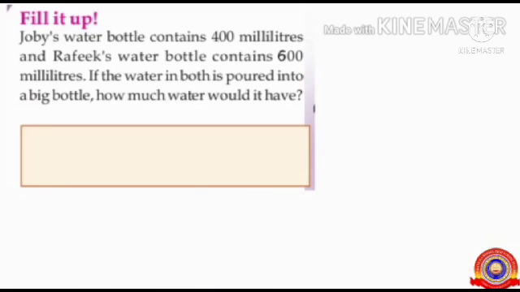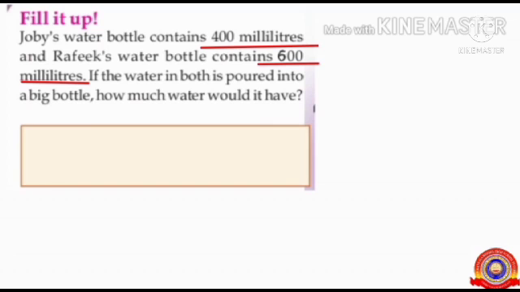Children, see this activity. Fill it up. Joby's water bottle contains 400 milliliters and Rafiq's water bottle contains 600 milliliters. If the water in both is poured into a big bottle, how much water would it have? See children, Joby's water bottle contains 400 milliliters of water and Rafiq's water bottle contains 600 milliliters of water. If the water in both the bottles is poured into a big bottle, how much water would it have?